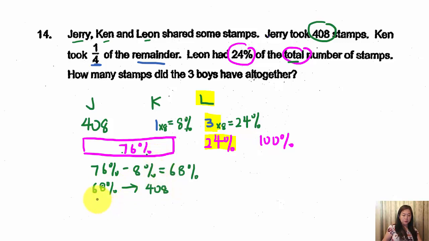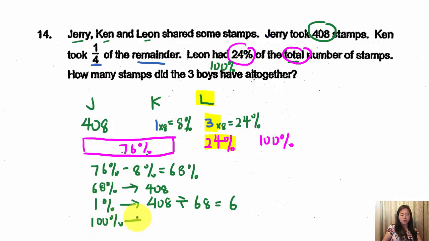So 68% is actually equivalent to 408. So 1% will be 408 divided by 68 and it will be 6. So if 1% is 6, the total that the 3 boys had will be 100%, and therefore 100% is actually equals to 100 times 6, which will give us 600.